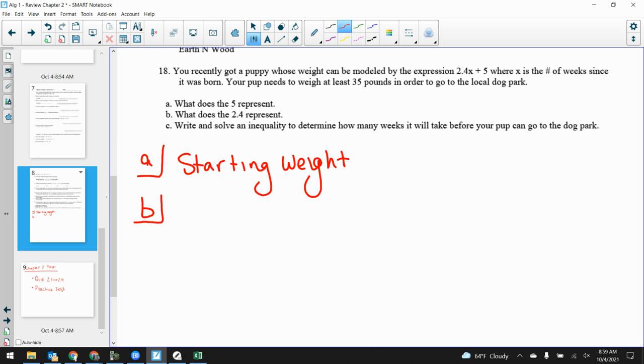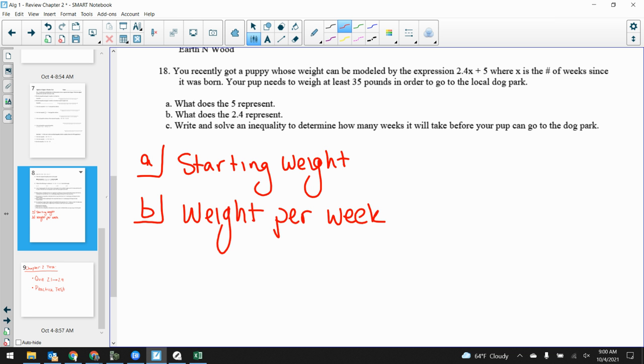Okay, so now I'm taking 2.4 times x, where x is the amount of weeks. So that's the piece that's going to be continually growing. So what does that mean? What does 2.4 mean? The weight per week. Good. The weight per week. 2.4 pounds gained per week.